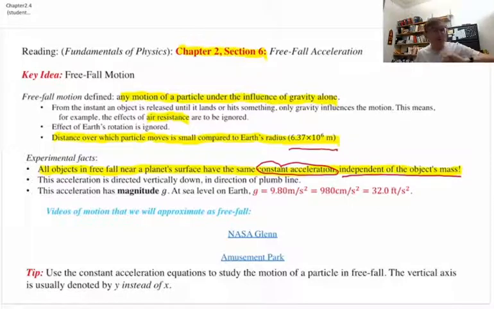Galileo Galilei was one of the first to show this in experiments. What do we know about this constant acceleration for objects in free fall?